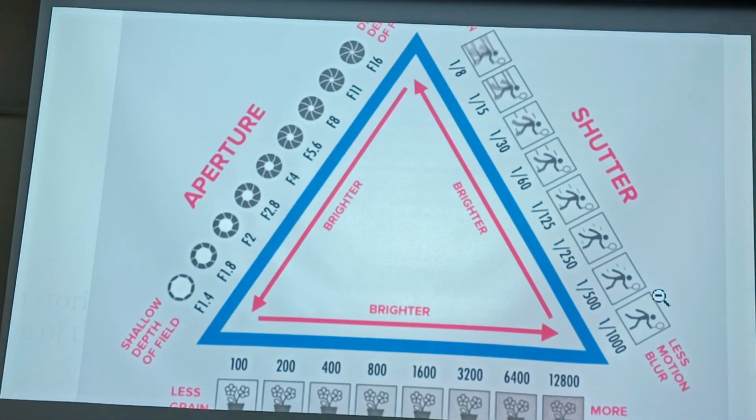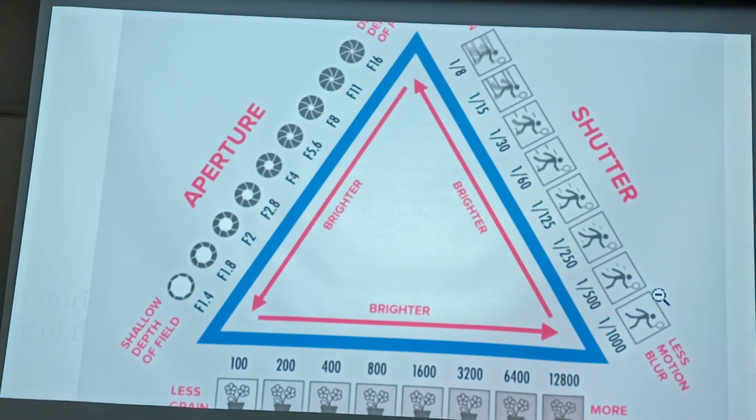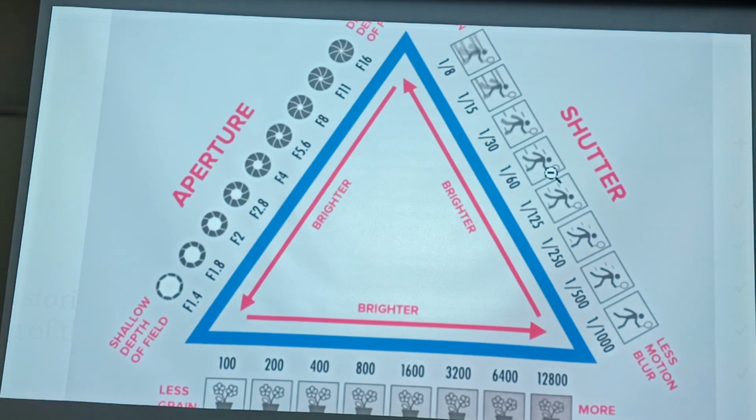The last thing I want to mention with the exposure triangle is that these values are in relation to each other. So if we take a look at the shutter speed, if we go from 1/30th of a second to 1/60th of a second, that's going to reduce our exposure by a certain value. That value is called a stop. So one stop. If we double our shutter speed, that's one stop darker.